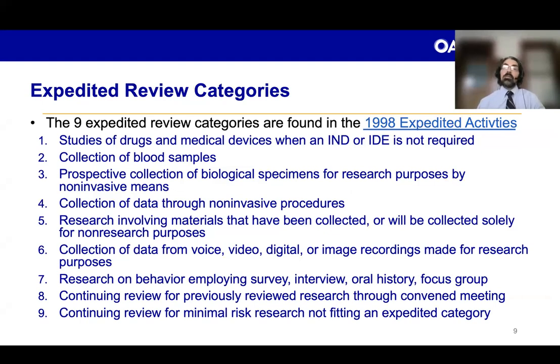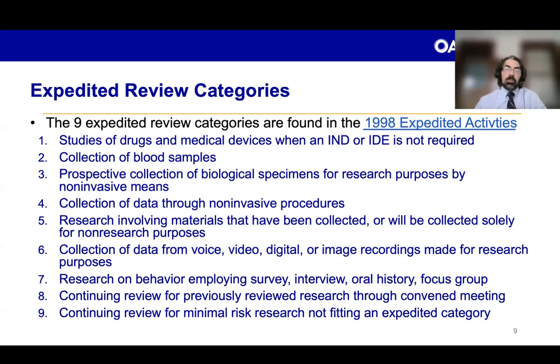The second prong for research to be reviewed through expedited review is that it falls within one of these 9 categories from our 1998 list. As I mentioned earlier, the first 7 are for initial and continuing review, while 8 and 9 are only for continuing review. Now, please don't be upset with me, but unfortunately, I don't have any information on when this list is going to be updated. And also, please don't be overwhelmed by the information on this slide. It's just a brief summary of the categories.